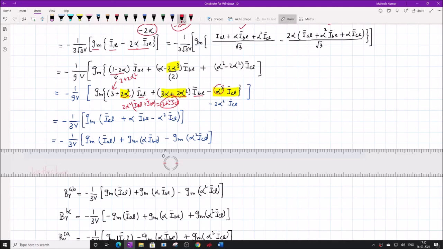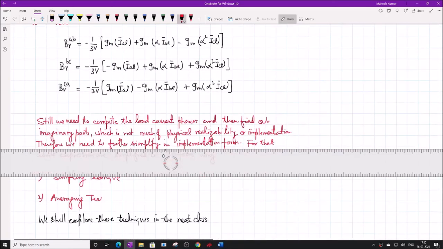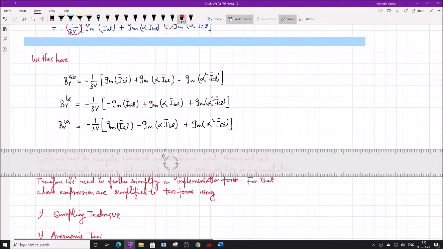So minus 3 alpha square. Actually 3 is common here, this is 9 actually, but I have taken 3 outside. Then it will cancel with this 3 and becomes 3 here. So finally 1 by 3b, imaginary of IAL, alpha IBL minus imaginary of alpha square ICL. This time minus has come here. Okay. So if you see as a whole, you will get these expressions.